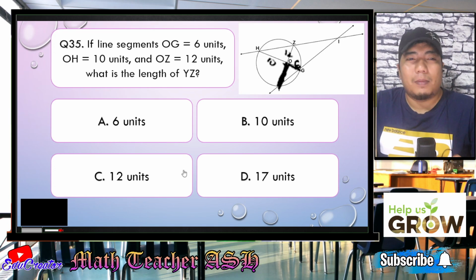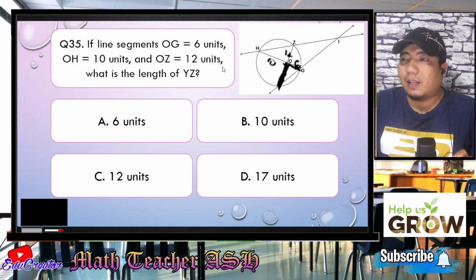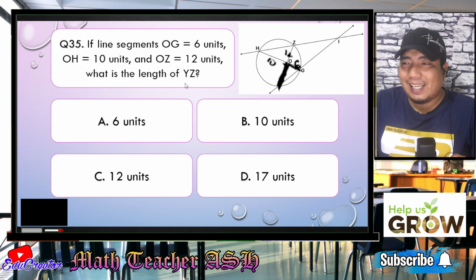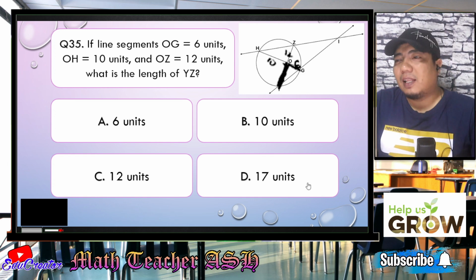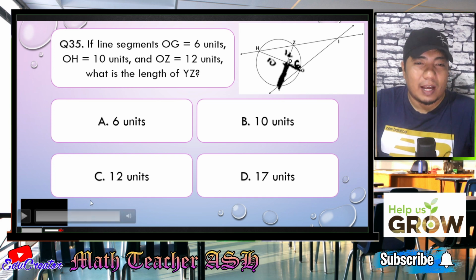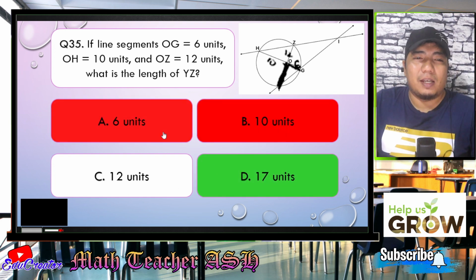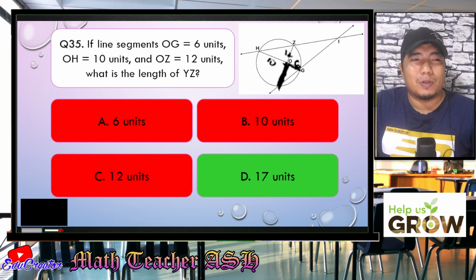All right, my dear math learners. The same given is being presented here, but our unknown is YZ. YZ is this one, the combination of 12 and the thing that we have measured earlier, which is 5. So 12 plus 5 is 17. The correct answer is 17. Easy, right? Very easy, my dear math learners. I hope you got that one.